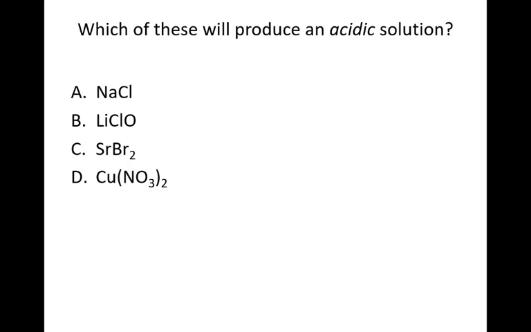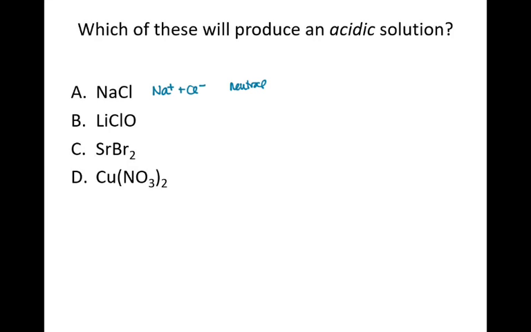Okay, one more practice. Which of these will produce an acidic solution? Let's think about each of these in turn. We said that sodium chloride, because it's going to produce sodium ion and chloride ion, and both of these are the cation and anion for strong bases and acids, this solution is going to be neutral.